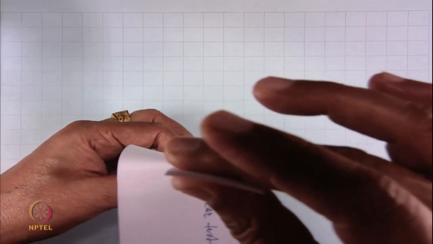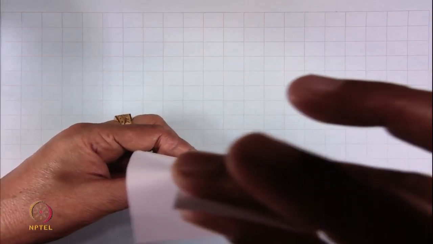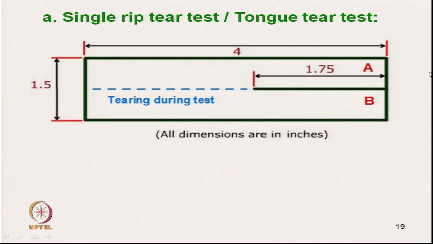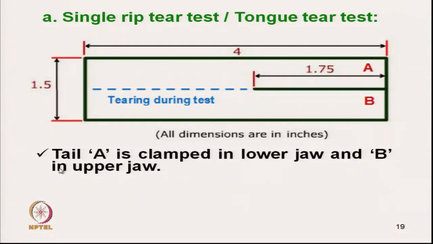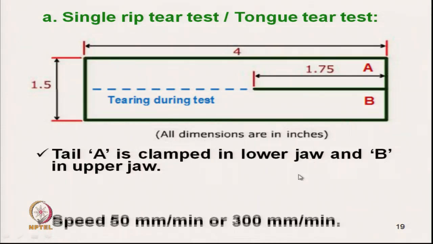So, this is the way we perform the tensile strength test. We get the load elongation plot. The maximum strength peak we can take as a reading, as it goes through only one cut mark. Here the tail A is clamped with the lower jaw and B with the upper jaw.